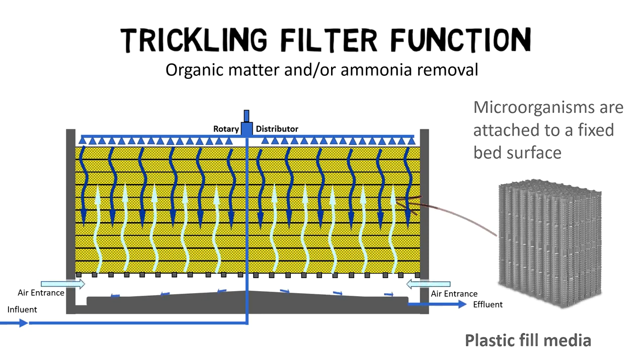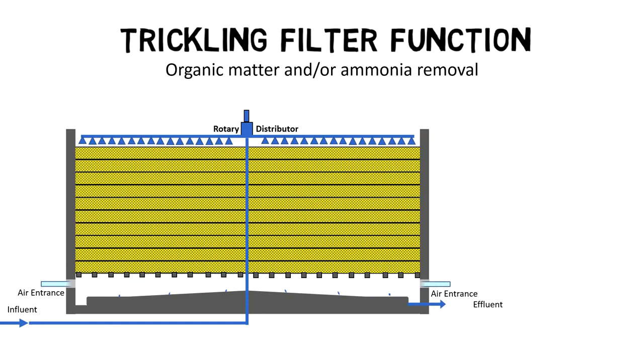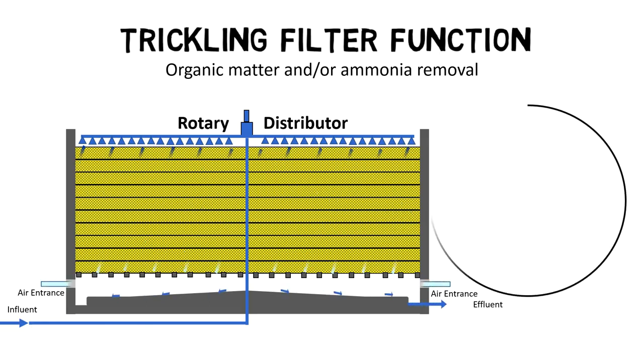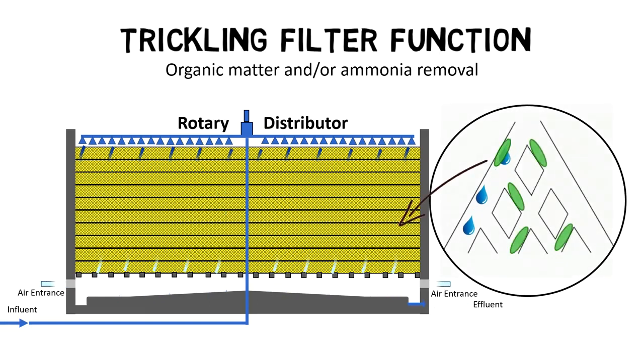Wastewater from primary clarifiers is continuously trickled over the first layer of plastic fill media using a rotary distributor. While wastewater is traveling down to the bottom of the trickling filter, a cross-corrugated pattern within the plastic fill media ensures a good water-air mixing.